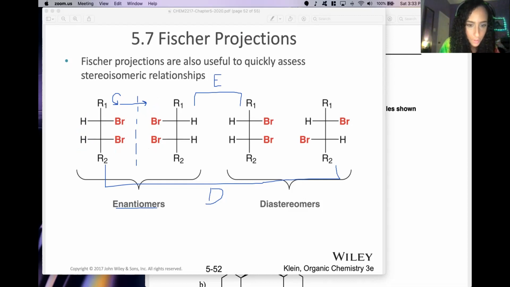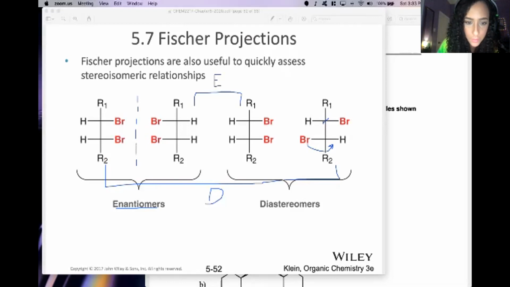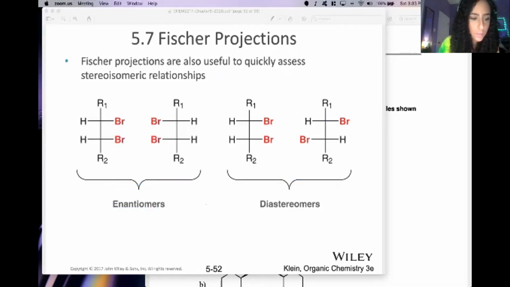And then these are also, I'm pretty sure, diastereomers, because with diastereomers you flip one bond only. So you see how this one stays the same, but this other one got flipped over. Right. Yeah. Okay. That makes sense.